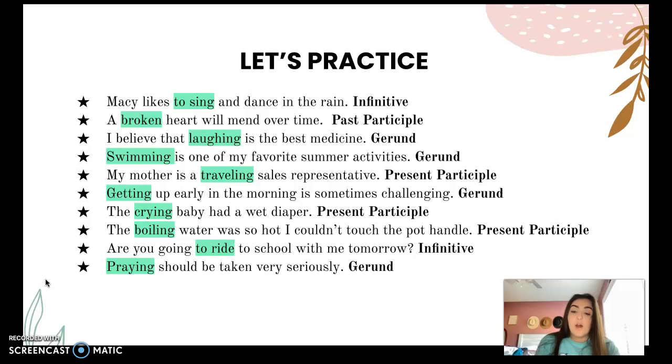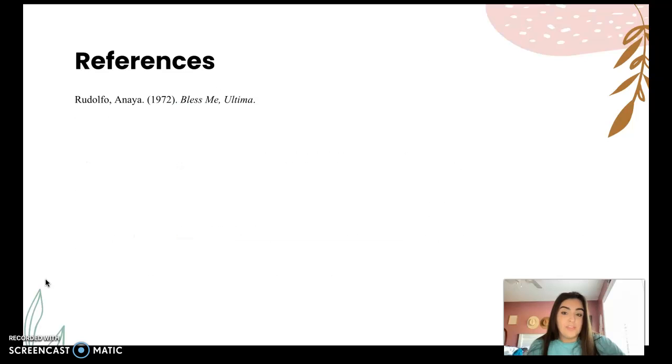And lastly, praying should be taken very seriously. Praying functions as a gerund in this sentence because it is a noun. I hope you guys did well. And here are my references to our class novel, which we will practice this format next week.